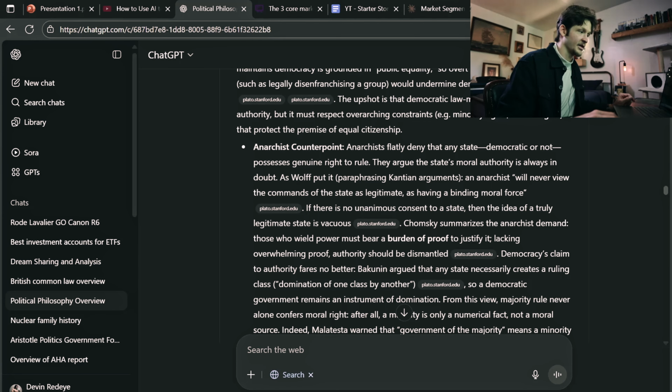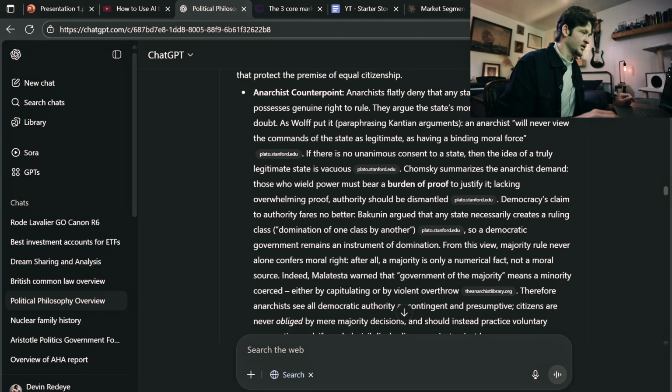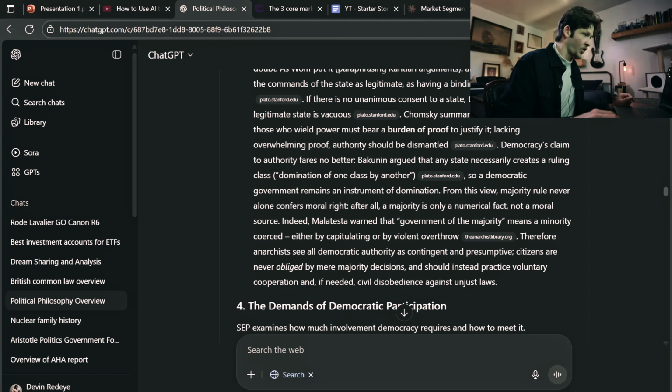The anarchists flatly deny that any state, democratic or not, possesses a genuine right to rule. They argue the state's moral authority is always in doubt, as Wolff put it, paraphrasing Kantian arguments. An anarchist will never view the commands of the state as legitimate, as having binding moral force. If there is no unanimous consent to a state, then the idea of a truly legitimate state is vacuous. Chomsky summarizes the anarchist demand: those who wield power must bear a burden of proof to justify it. Lacking overwhelming proof, authority should be dismantled.